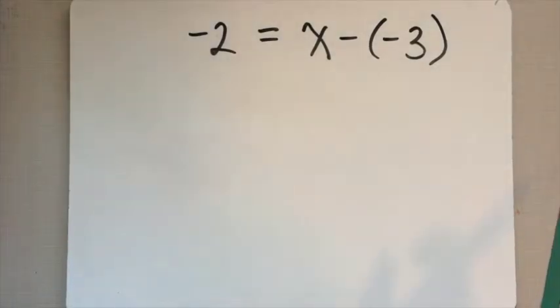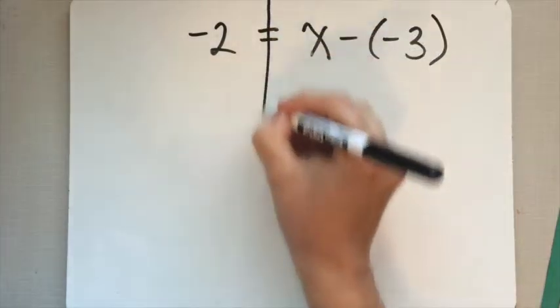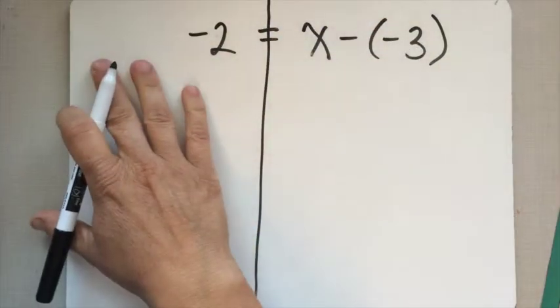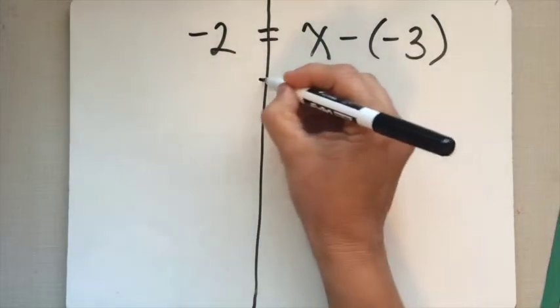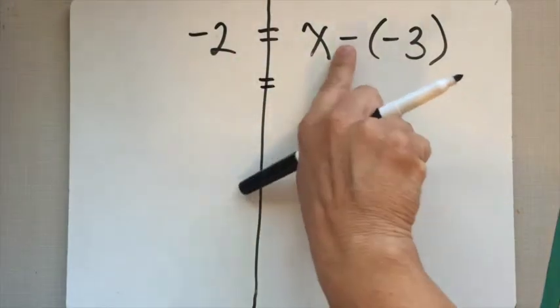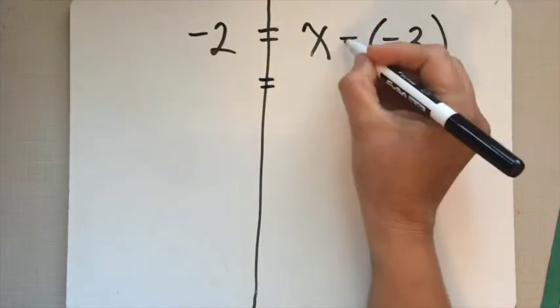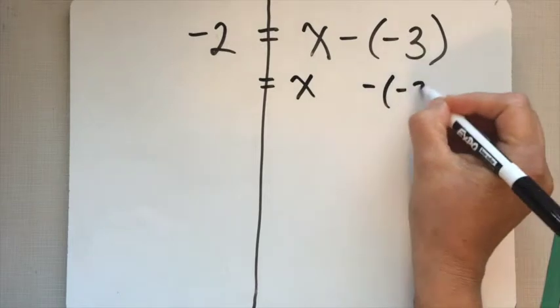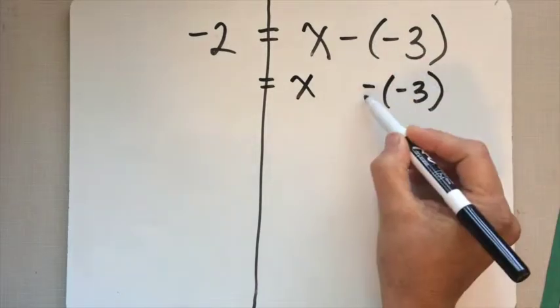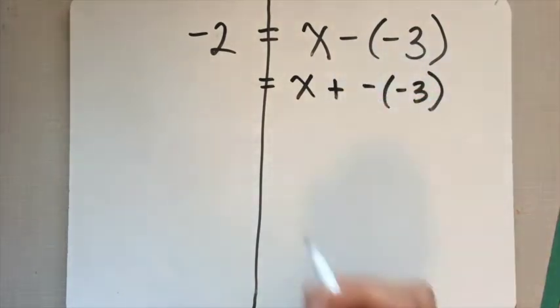Here I have negative 2 equals x minus a negative 3. Let's draw my line through my equal sign. These are my two sides. x minus a negative 3 is exactly the same thing as negative 2. And the next thing I'm going to do is push that minus sign over. We never change a minus into a plus, but we do push everything over. Here's my minus a negative 3, and put a plus sign in front. And I'll bring down that negative 2.